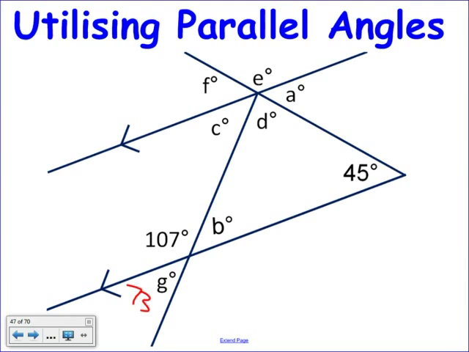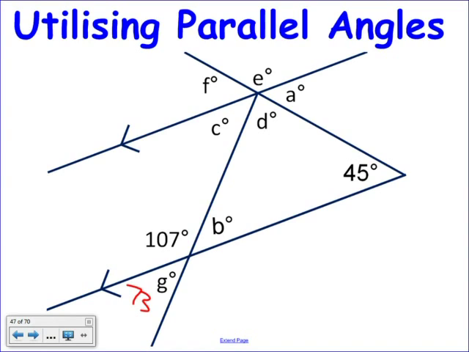Opposite would be... Can you see that, Lisa? Rather than staring at whatever's down there, can you see what we're doing up here? Why is that 73? Because it's the straight line rule. 107 plus 73, yeah, a straight line. So if that's 73, what's that angle? 73, because it's opposite.